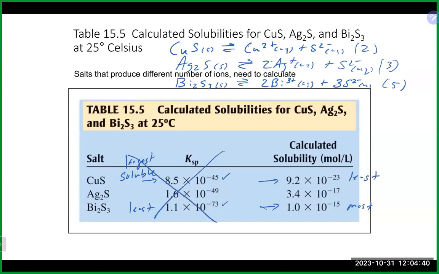So when we're comparing things that make different numbers of ions, we cannot use the KSP value directly to compare them in terms of solubility. We actually have to do the calculation like we were doing just previously in some of those examples. So you have to do the ICE table and actually do the calculation to figure out what the solubility is. As you see here, it is definitely different than what you would expect based on the KSP value. So to a limited degree, you can use a KSP value to compare things that break apart into the same number of ions, but if they do not, you do have to actually do the calculation for everybody to figure out which one is most soluble and which one is least soluble. Any questions on that there?